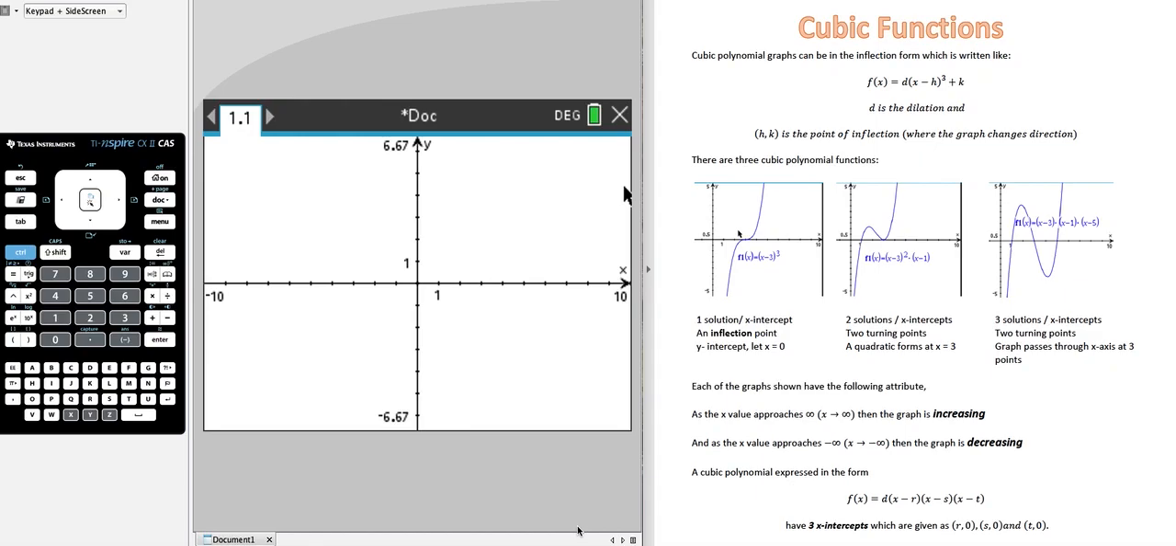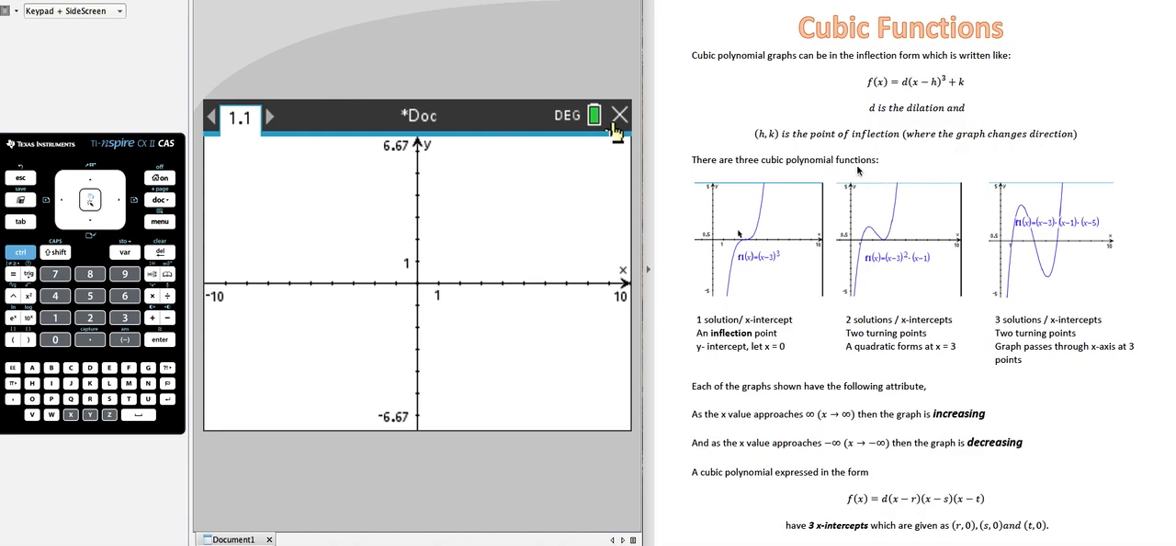Let's do some cubic functions and have a look at cubic graphing of polynomials. So you can see here that it can be in the inflection form, which is written as f(x) = d, which is the dilation, (x - h)^3 + k. We've seen this before, of course, in power functions and in quadratics, and you'll see this a lot in all these types of graphs, where (h, k) is the point of inflection, in other words, where the graph changes direction.